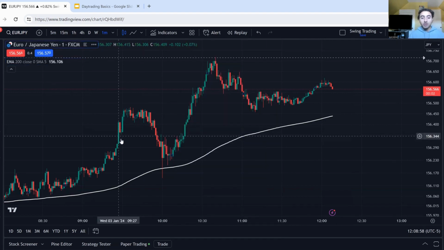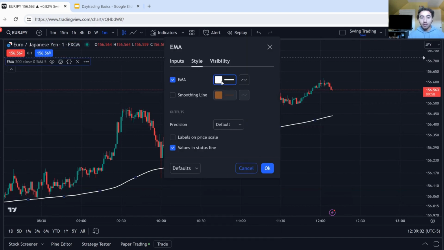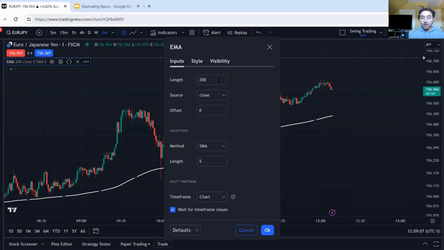But your indicators will show up. You can edit the settings right over here. You can change the color. If I want to make mine red for whatever reason, I can. You can increase the thickness. You can put the length. So this can be a 20 period one. You'll notice it's going to change.